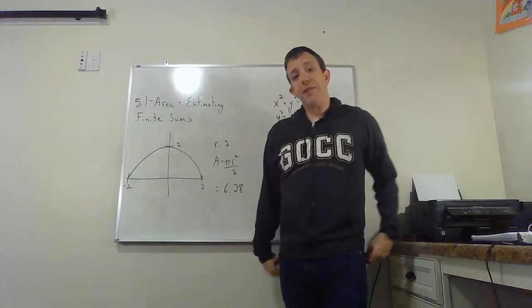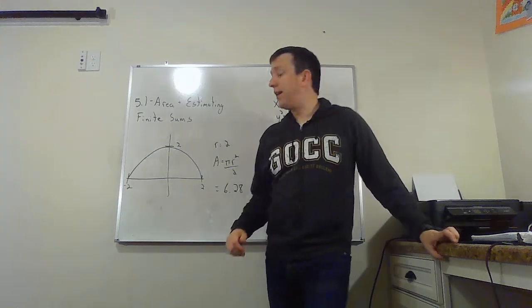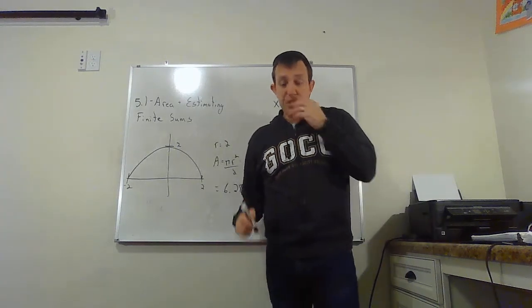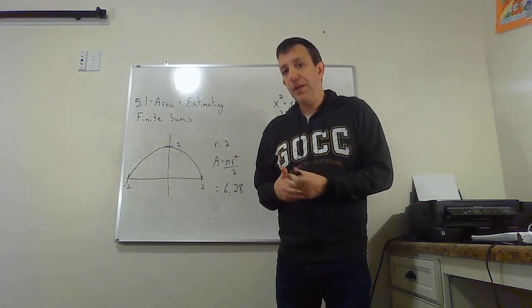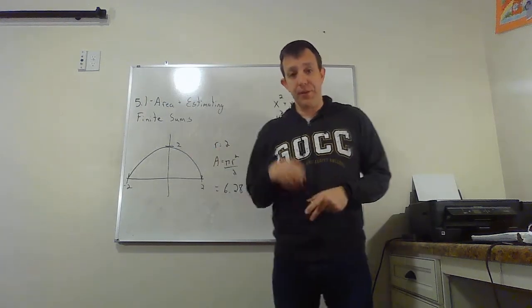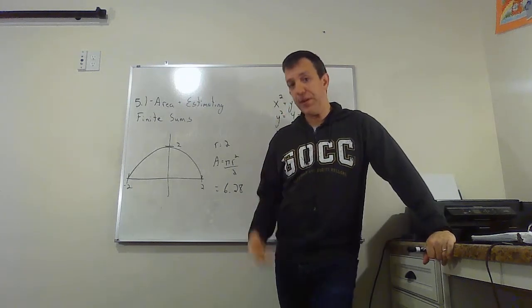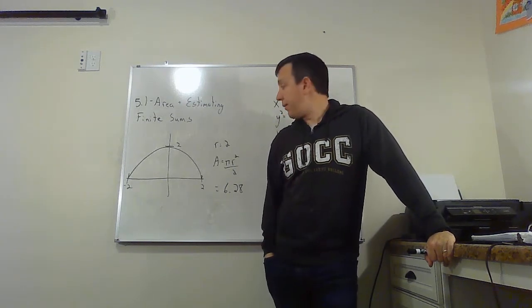Today we're looking at section 5.1, area and estimating finite sums. So what we're going to be doing here is estimating areas for curves. I have here a half circle on my board, and we're going to work with this in this lesson.